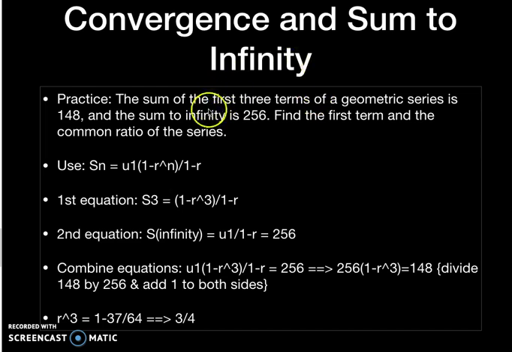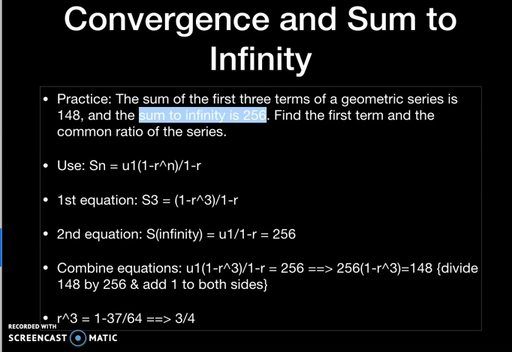It says the sum of the first three terms of a geometric series is 148. Okay, let's analyze this. It says the first three terms, so we know there are going to be three terms that add up to 148. And it says the sum to infinity is 256. So this is a big thing. I'm going to highlight this. Sum to infinity equals 256.